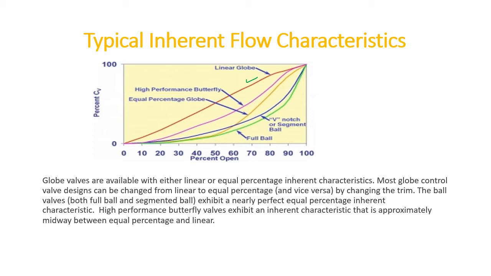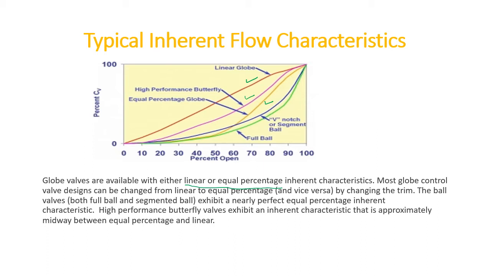Then this is the high performance butterfly valve. It looks like equal percentage, and this is the equal percentage globe. See that the equal percentage globe is slightly different from the high performance butterfly valve. Also there are the V-notch segment ball valve and full ball valve. Globe valves are available in either linear or equal percentage characteristics.